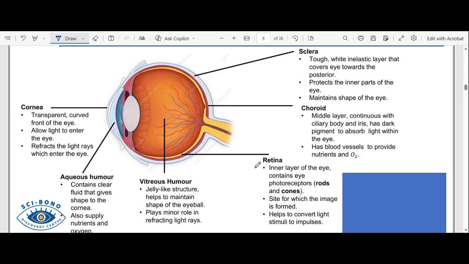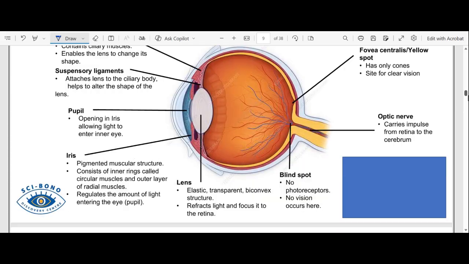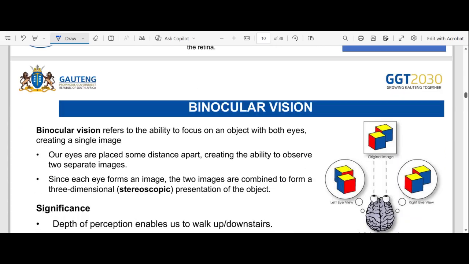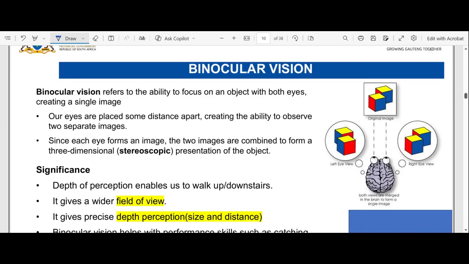Let's move on. So still explaining the internal structure of the eye, let's go to binocular vision. What is binocular vision?